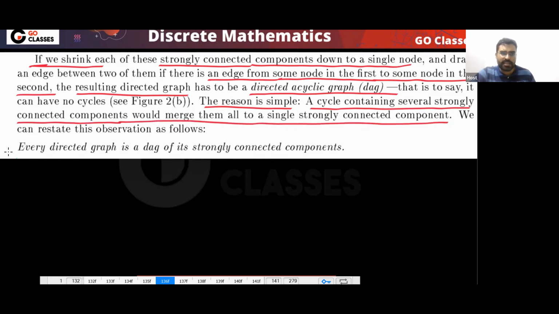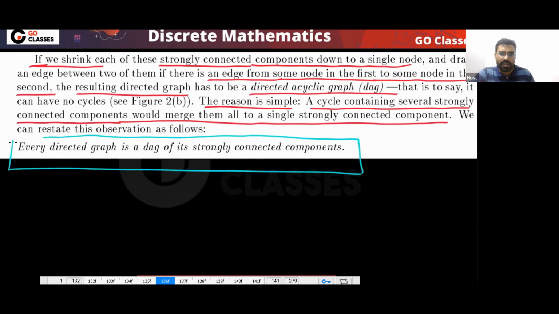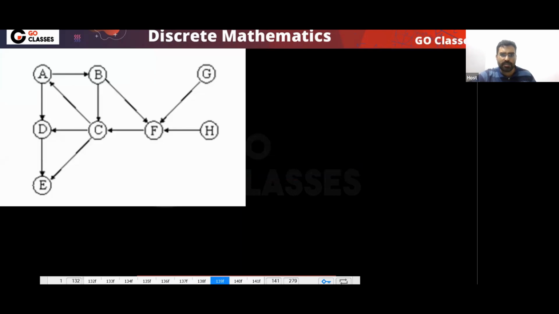So finally, this is the statement. This is the theorem: every directed graph is a DAG of its strongly connected components. Every directed graph is a directed acyclic graph of its strongly connected components. Did you understand this? I hope this concept is clear. Very simple concept.